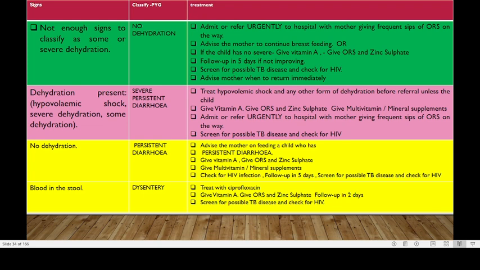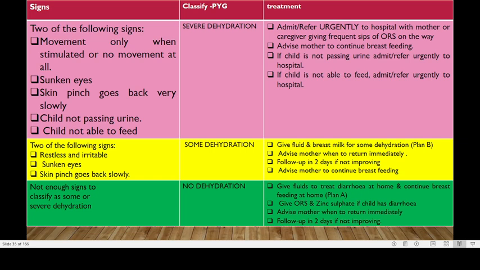From severe persistent diarrhea, you could also have persistent diarrhea. And lastly, you could have dysentery, where the patient is going to present with blood in stool. Such patients you treat using ciprofloxacin. Remember, it's a fluoroquinolone antibiotic. You also give vitamin A, ORS and zinc sulfate, and do follow-up in 2 days. You also screen for TB disease and check for HIV.